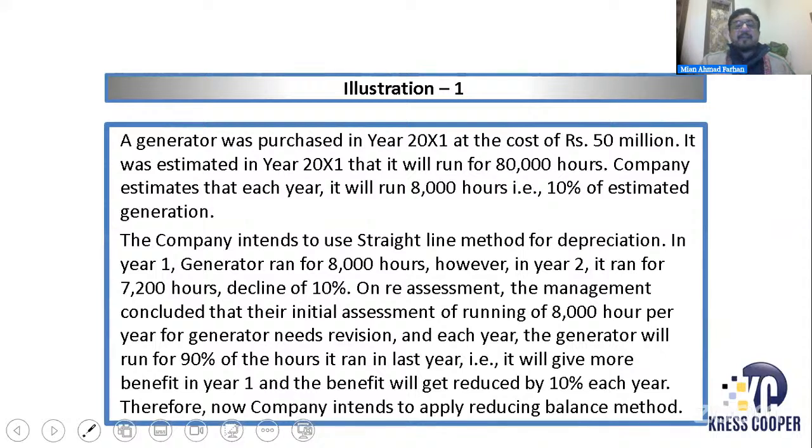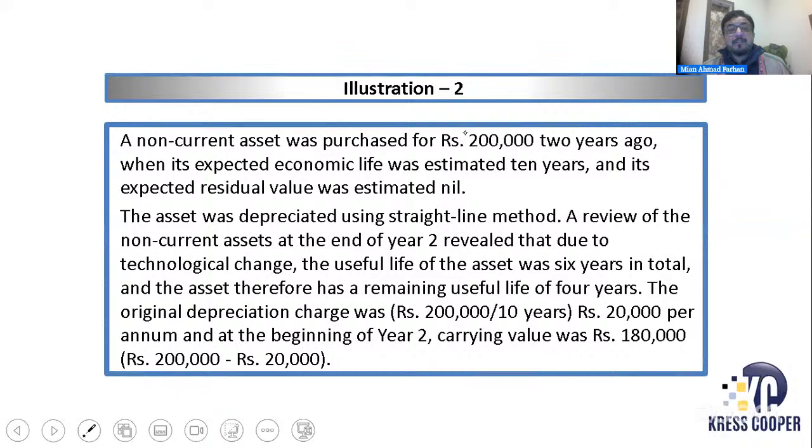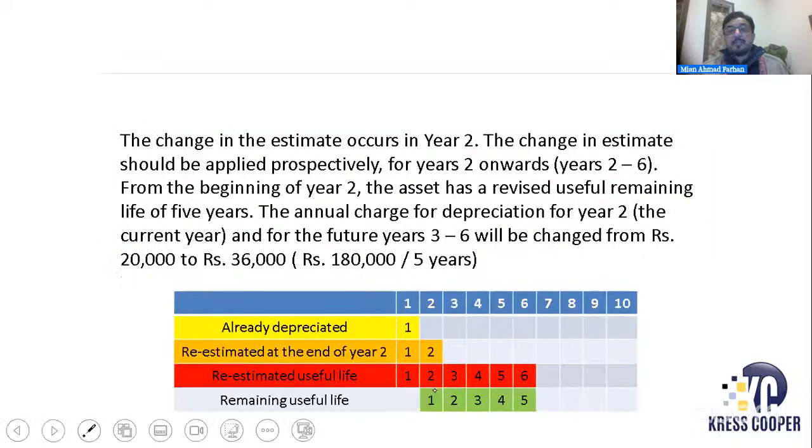Here I've given an illustration in which the depreciation method and the depreciation rate is being changed. So it is taken as accounting estimate. Again, there is an illustration in which the non-current asset was purchased for 200,000 2 years ago when its expected economic life was estimated 10 years. Again, this is a change in the useful life and the depreciation method. It is again accounting estimate.